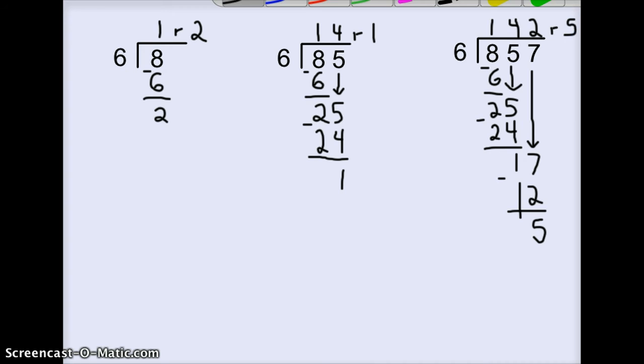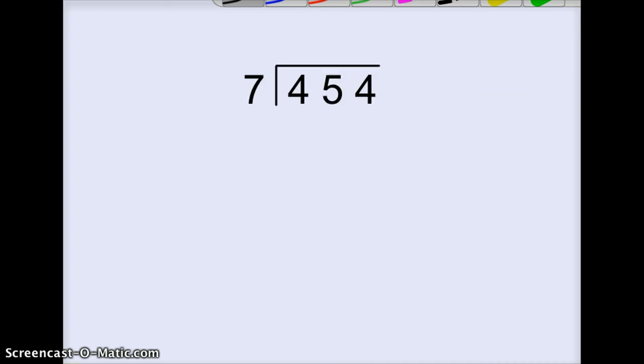All right, let's do one more just to make sure we're comfortable. We're going to do 454 divided by 7. Once again, you're going to look at this number, 7, and see how many times it goes into 4. In this case, it does not go into 4. Now, I could write a 0 here if I wanted, but I'm not going to.